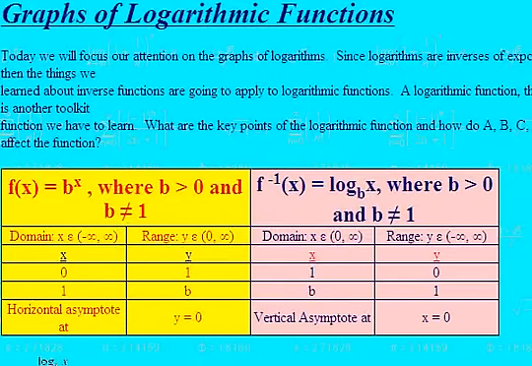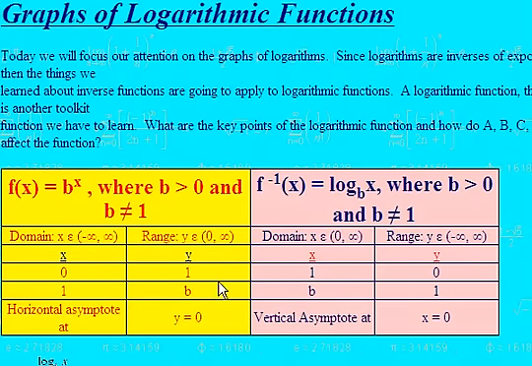the basic features of every exponential graph. We're now studying the basic features of a log graph. To understand the log graph, you have to understand that the exponential function and the log function are inverses of one another. And therefore, the domain of the exponential is going to be the range of the log, and the range for the exponential is going to be the domain of the log.